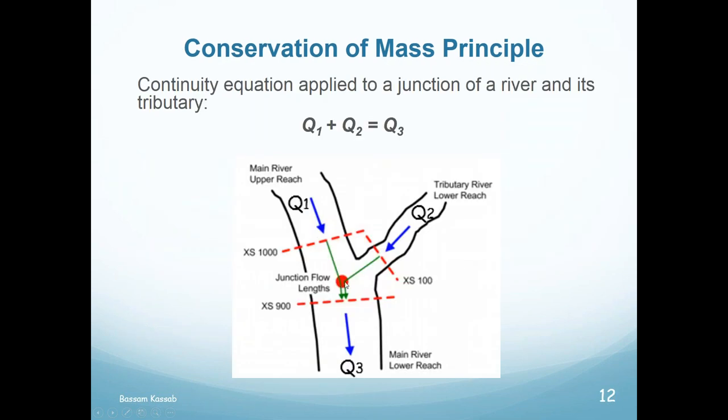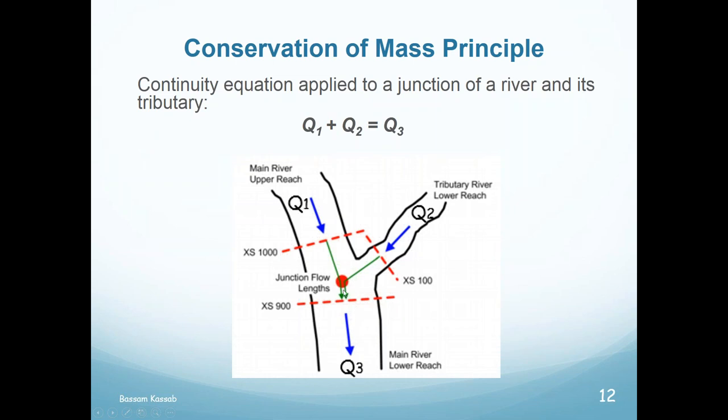Let's look at this graph. You have one river coming down and then another tributary joining in, but both of them will end up flowing in this river. And that's why we write Q1 plus Q2 equals Q3. Basically, all the Qin equals all the Qout. If we consider this red dot the control volume, basically you are saying what's coming in equals what's coming out, because in this case you do not have change in storage.